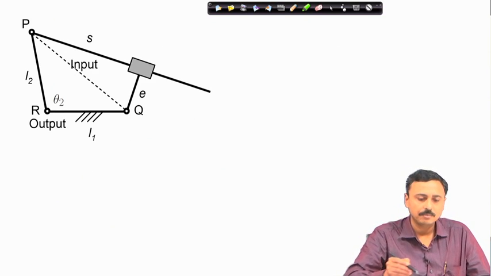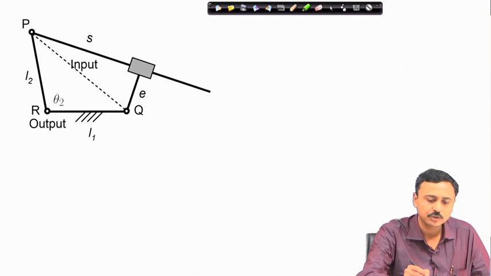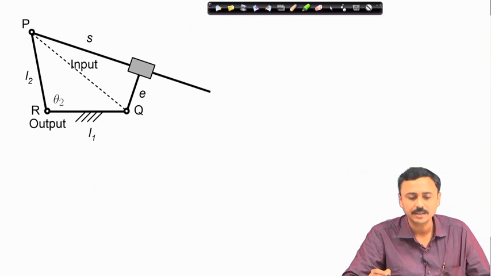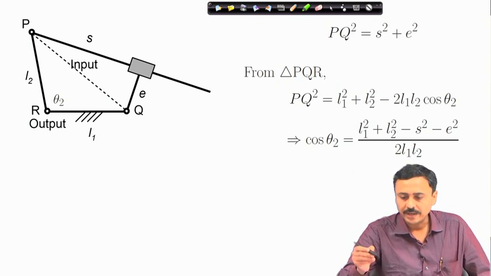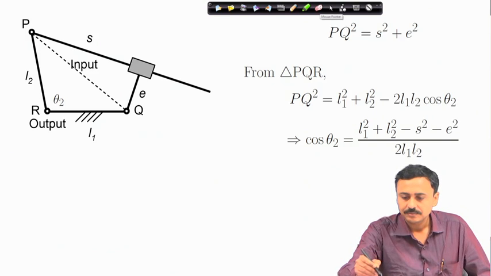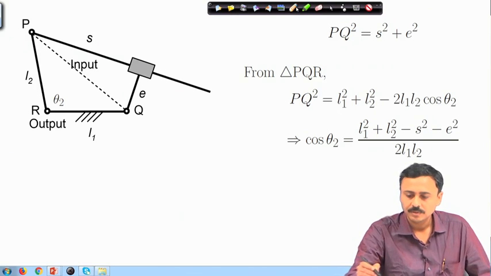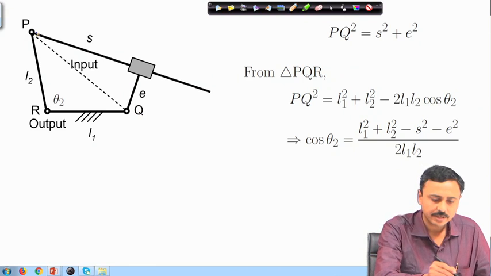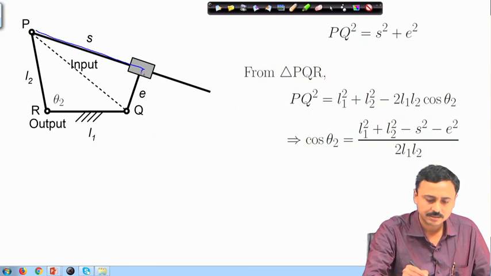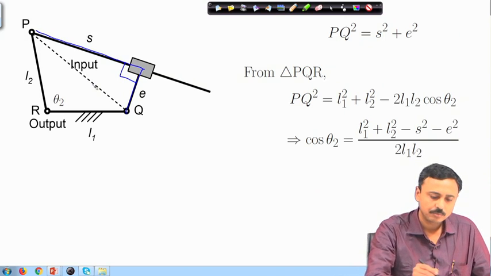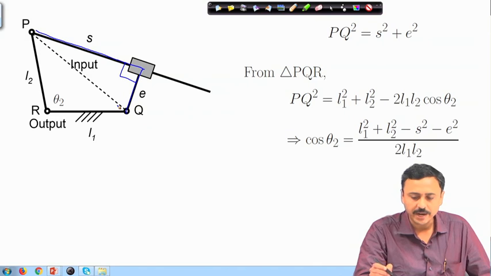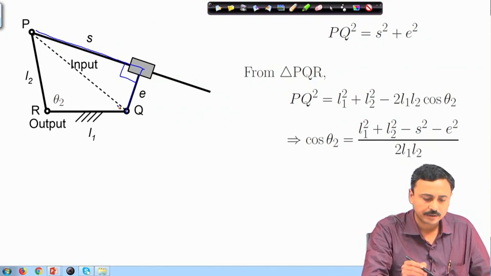I have made a construction, I have joined P and Q by a line like this. You can very easily write P Q square as E square plus S square. This is S, this is E, and since this is 90 degree, therefore, P Q square is S square plus E square. Now, from triangle P Q R.